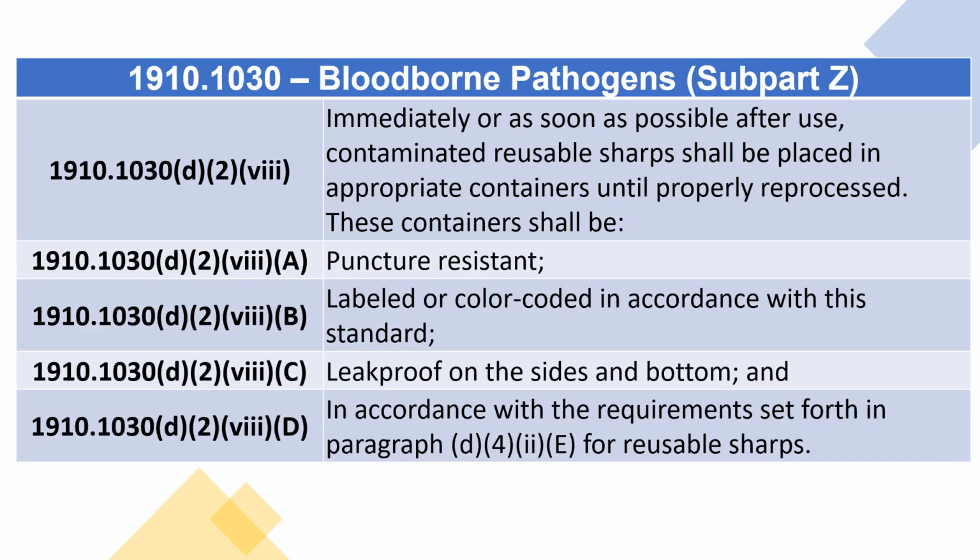1910.1030 D2(8). Immediately or as soon as possible after use, contaminated reusable sharps shall be placed in appropriate containers until properly reprocessed. These containers shall be, D2(8)(a) through (d): puncture resistant, labeled or color-coded in accordance with this standard, leak-proof on the sides and bottom, and in accordance with the requirements set forth in paragraph D4(2)(e) for reusable sharps.